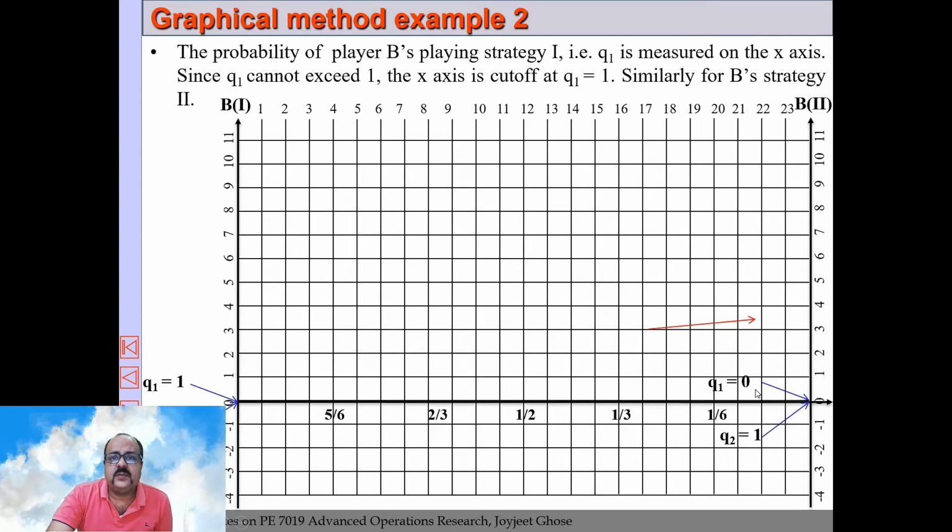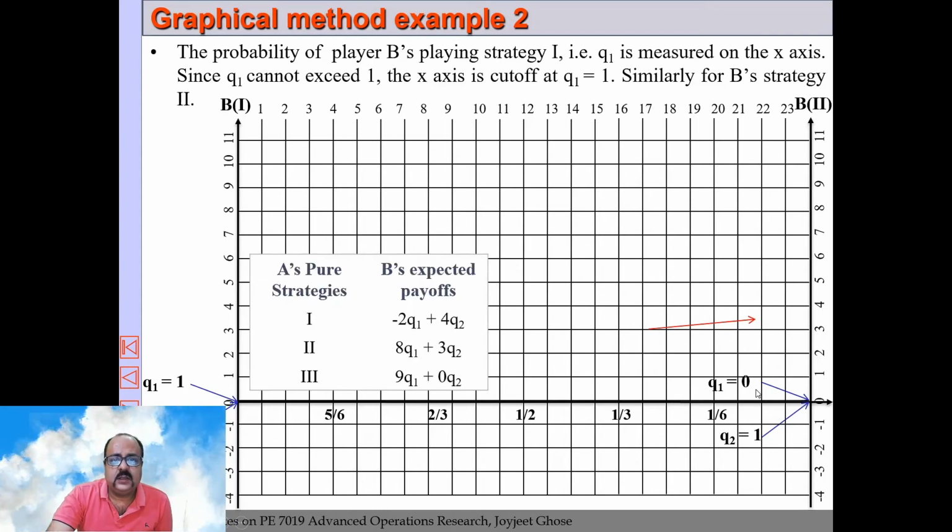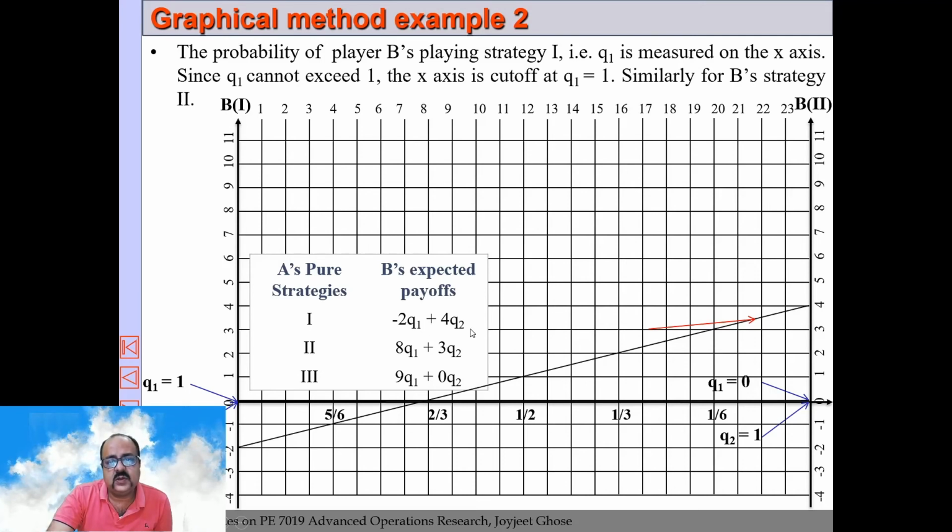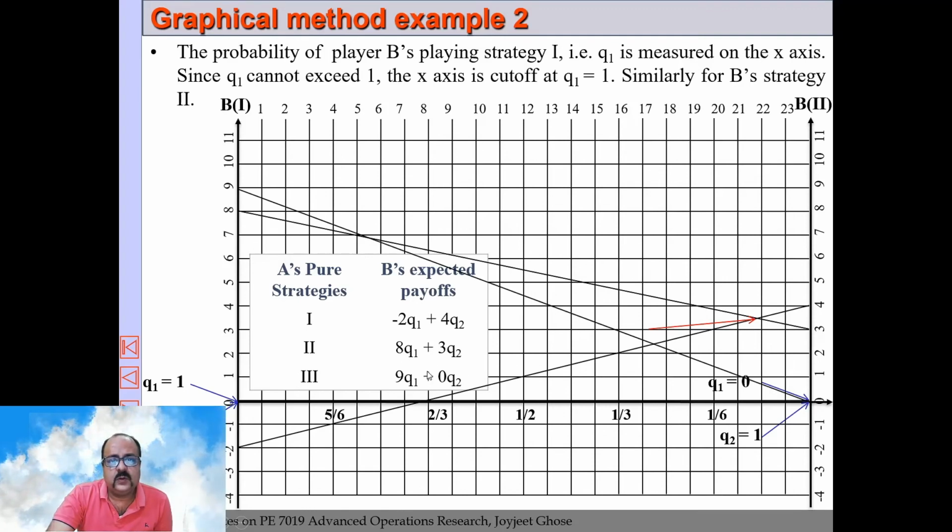For each of these 3 equations, we will be plotting it. For the first equation, if Q1 is equal to 1 and Q2 is equal to 0, we get -2, and if Q1 is equal to 0 and Q2 is equal to 1, we get 4. Joining these two, we get this equation. Now the next equation, 8q1 plus 3q2.